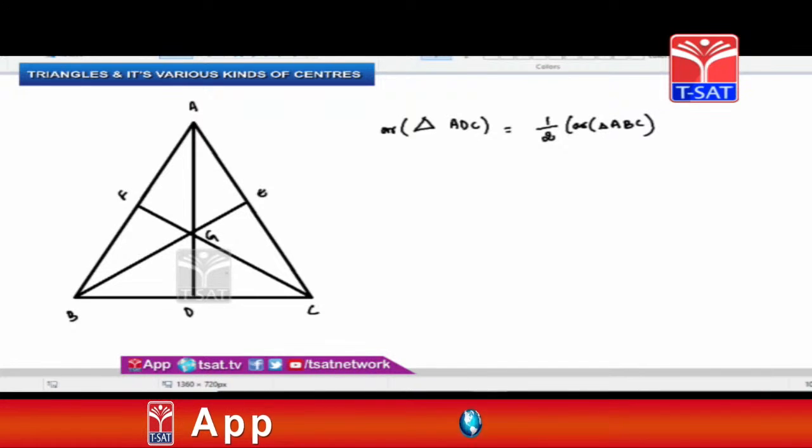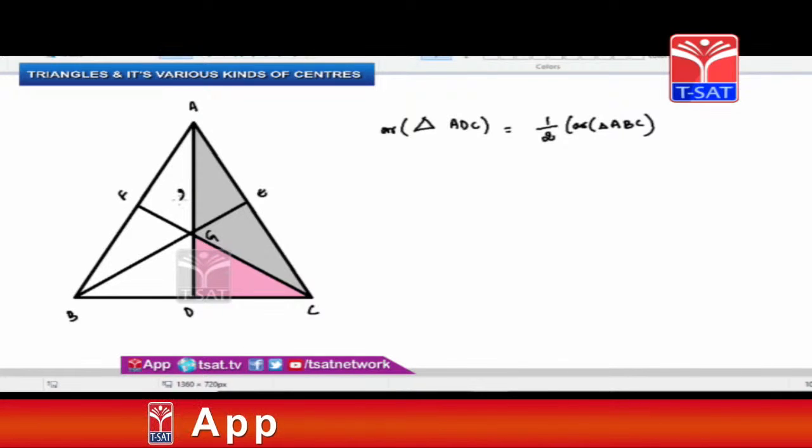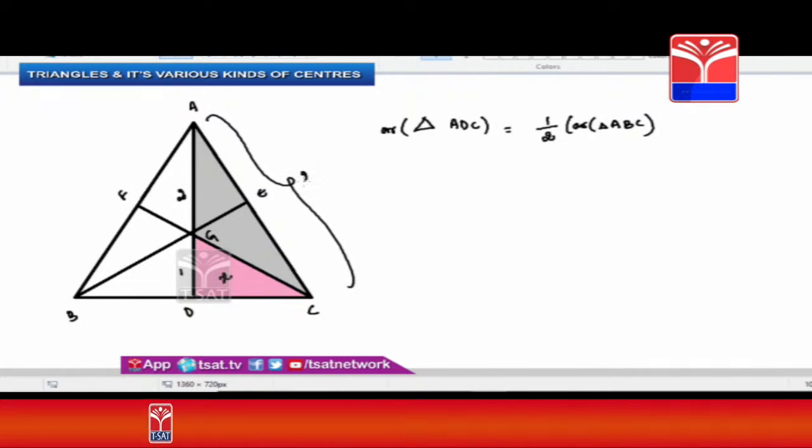And you also look at only the pink part and the hash color part. We know that the centroid divides the median in the ratio 2 is to 1. Therefore, this area is one part. Therefore, this entire hash color one is two parts. Therefore, I am taking it as 2x. This hash color area is 2x. Specifically naming it, AGC is 2x.